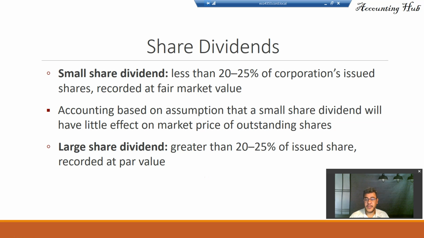For instance, a share of Alphabet Inc., that is Google, has been more than $1,000 for quite some time. If they split it in two or do a very large share dividend, the market price will go down because there will be many more shares in the market. So that's why we record it at par value.